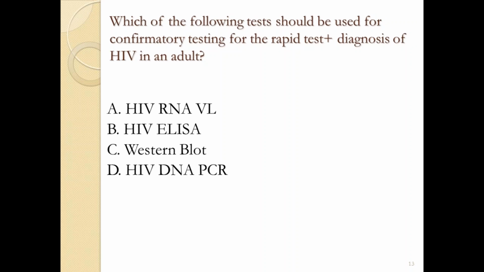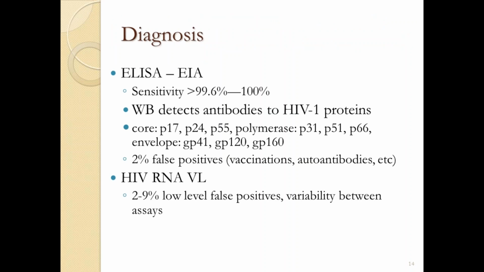Yep, it's definitely the Western blot, but this is a little bit of a trick question. So traditionally, it's the Western blot. The sensitivity of a lot of these rapids, they're usually ELISA tests, is incredibly high, and what the Western blot does is it actually looks for antibodies to the proteins and then some of the actual proteins on HIV. So the antibodies and then the proteins as well.